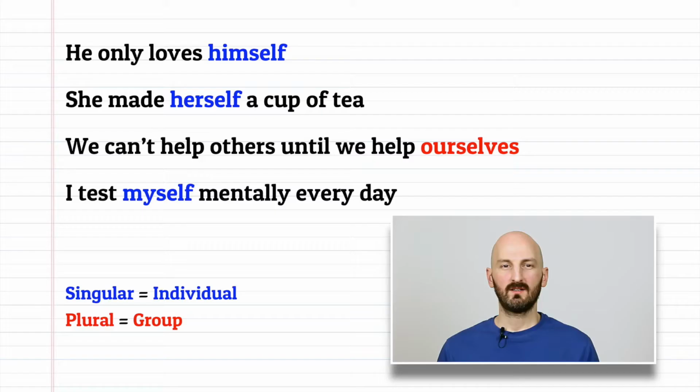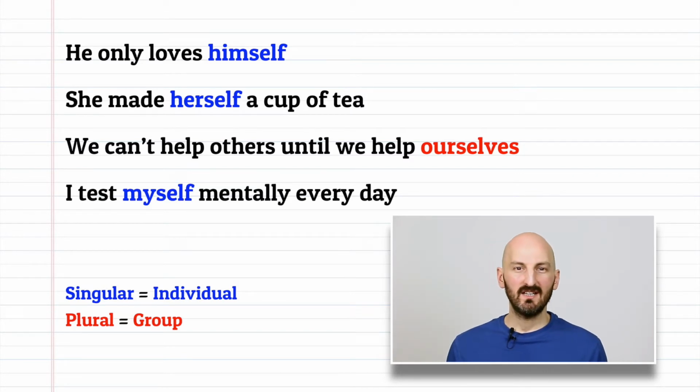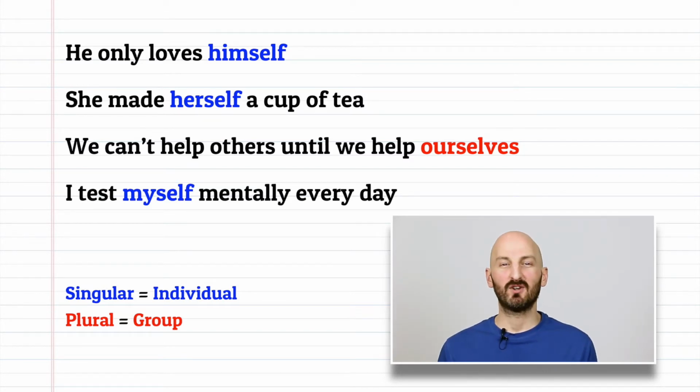Other simple examples of reflexive pronouns are he only loves himself, she made herself a cup of tea, we can't help others until we help ourselves, I test myself mentally every day. Always listen out for the endings, self and selves, with reflexive pronouns. It can really help to recognize them in conversation.